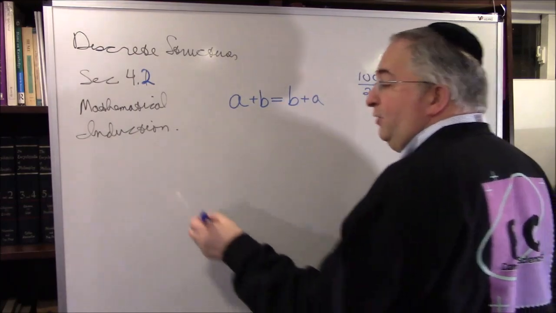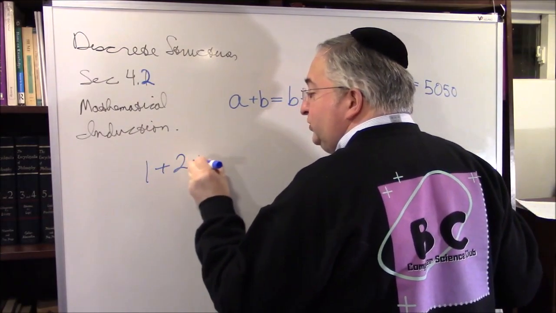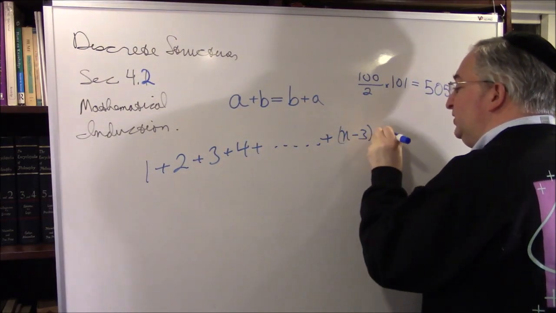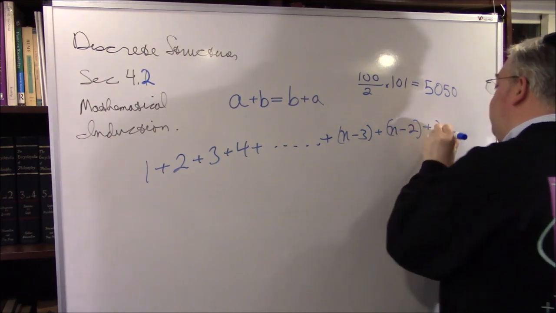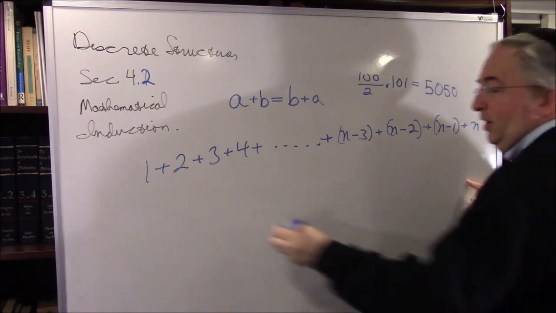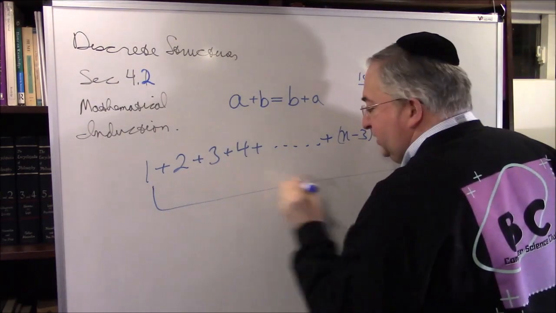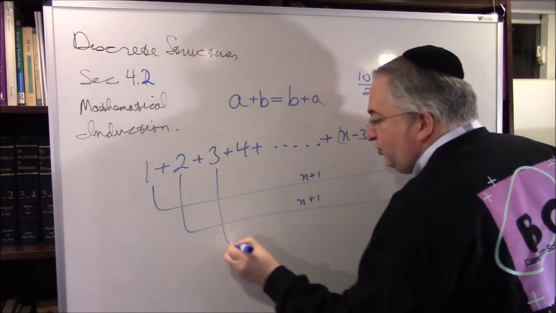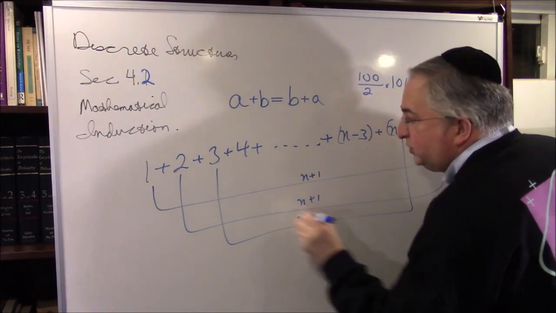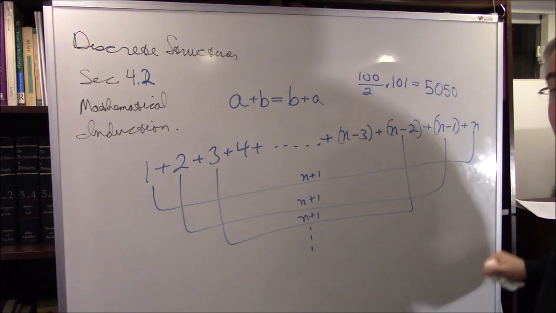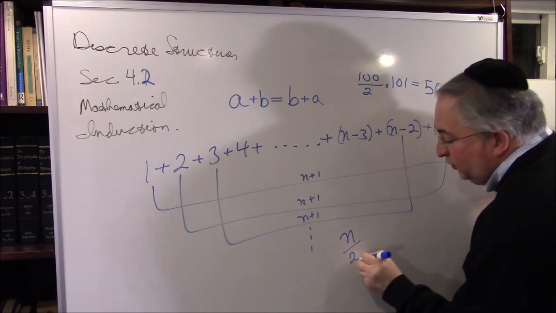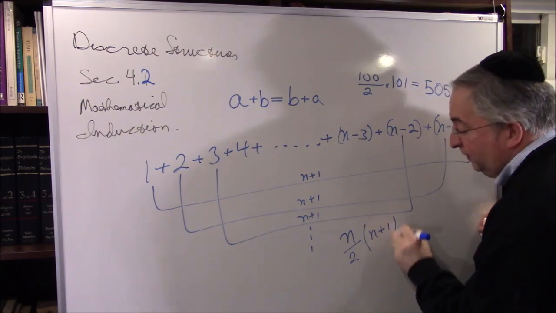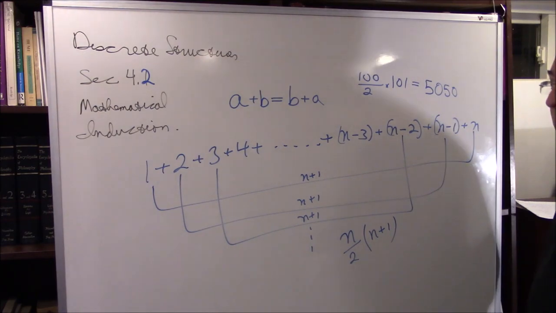Let's do this for a general number n. 1 plus 2 plus 3 plus 4 plus dot dot dot plus n minus 3 plus n minus 2 plus n minus 1 plus n. We're going to add them together. 1 plus n is n plus 1. 2 plus n minus 1 is n plus 1. 3 plus n minus 2 is n plus 1. Dot, dot, dot. So, how many pairs do we have? The answer is n over 2. How much does each pair give? n plus 1.